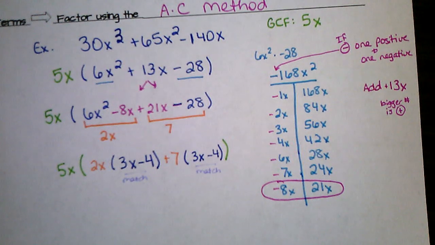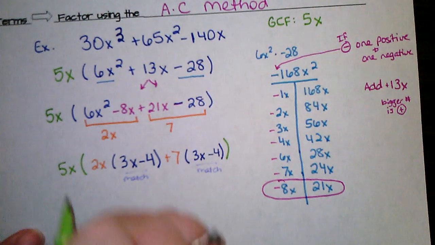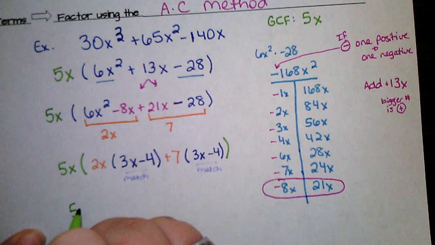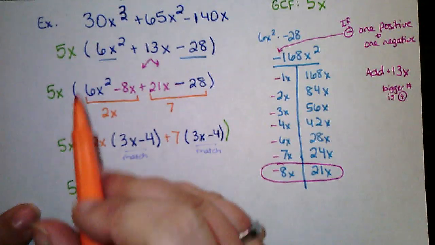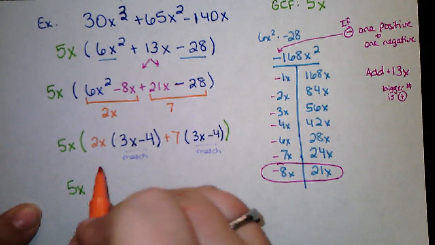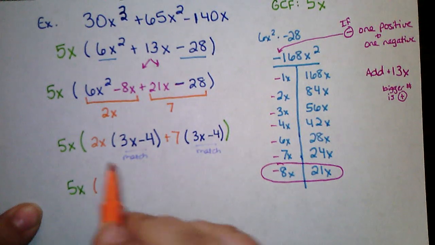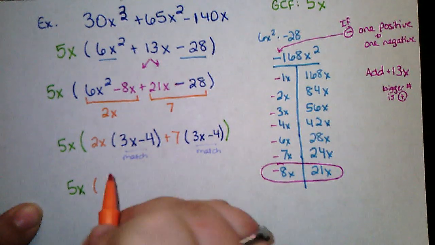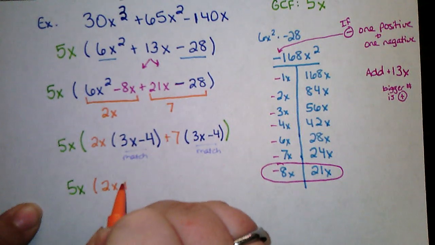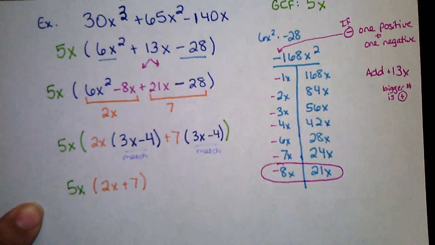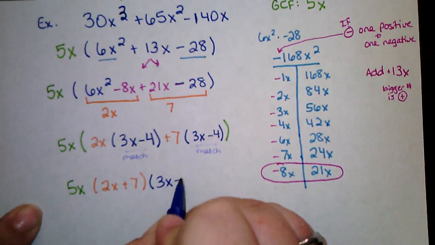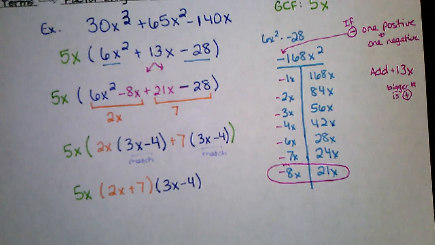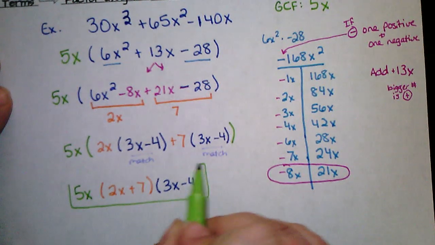After we've done all that, we're actually ready for our final answer. Our final answer is our GCF that we took out at the very beginning, 5x. Like I said, it just comes along for the whole problem. We don't do anything else with it. Then we write the stuff we took out, 2x plus 7. And then we write the stuff that matched, that was remaining, but we only write it one time. And that right there is our final answer.